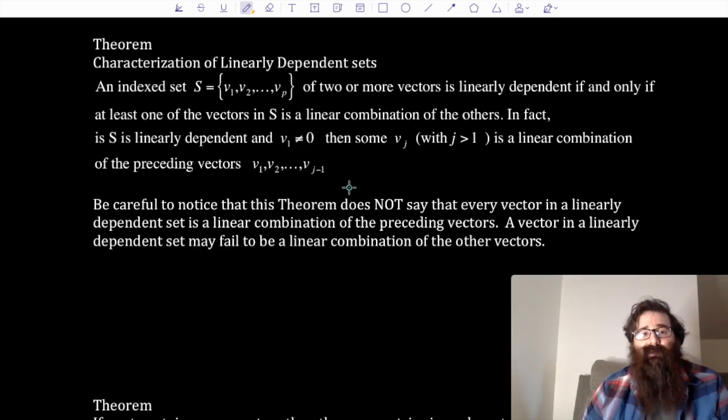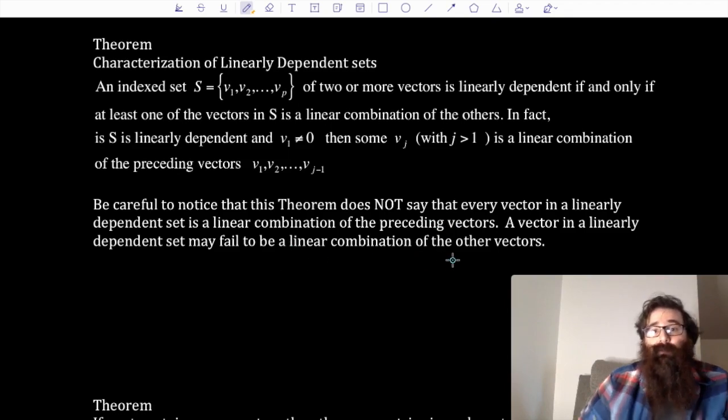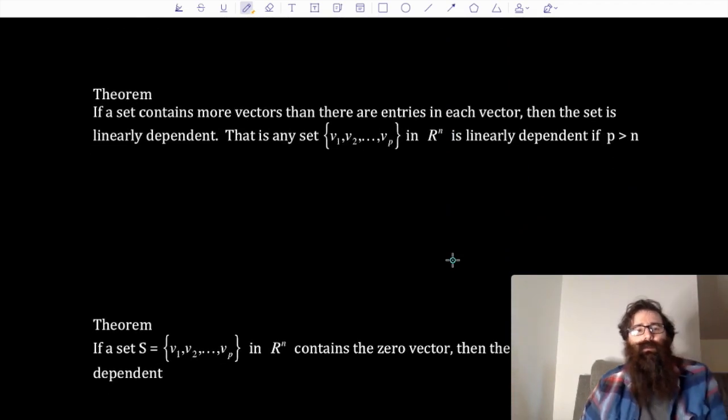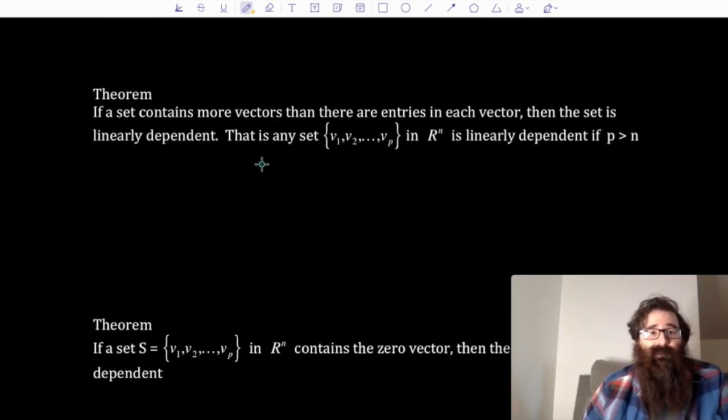And I have a bit of a disclaimer here. Be careful to notice this theorem does not say that every vector in a linearly dependent set is a linear combination of the preceding vectors. A vector in a linearly dependent set may fail to be a linear combination of the other vectors. But we're just able to get some dependency relation. Another nice theorem, useful to discuss: if a set contains more vectors than there are entries in each vector, then the set is automatically linearly dependent.